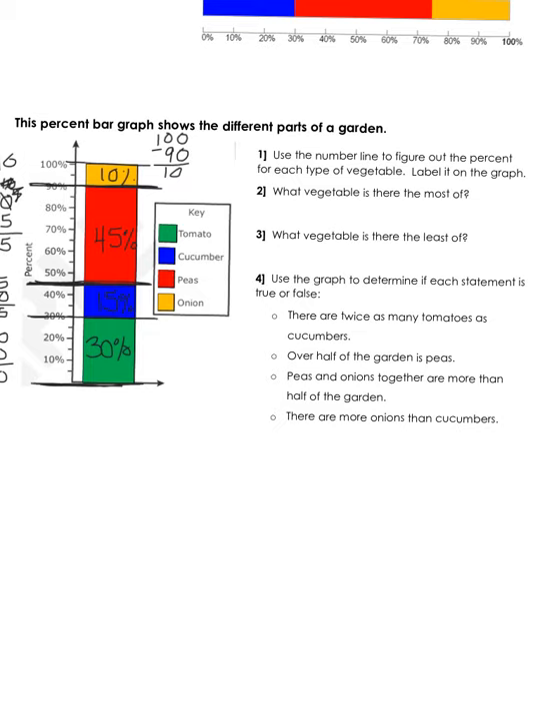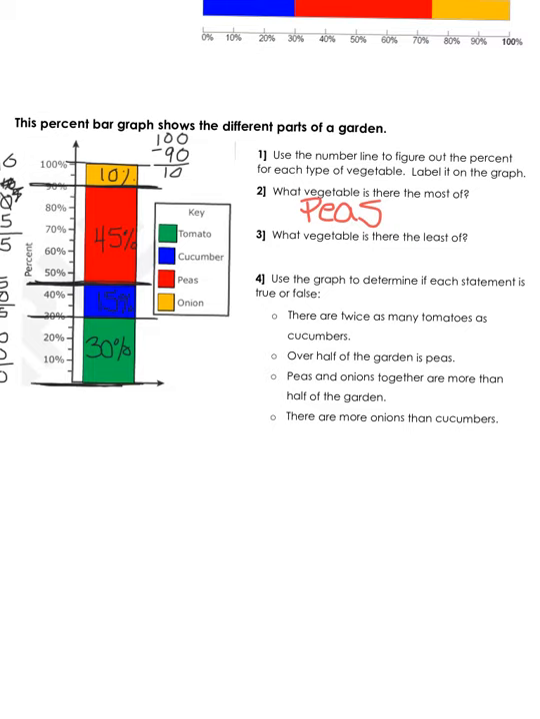So I already did number 1. Now it says, what vegetable is there the most of? If you look here, the vegetable that there's the most of would be the vegetable with the highest percent. So you can clearly see here that peas has the largest percent. Now that type of question you could have answered without finding the percents. You could have simply seen that this was the biggest part of your graph.